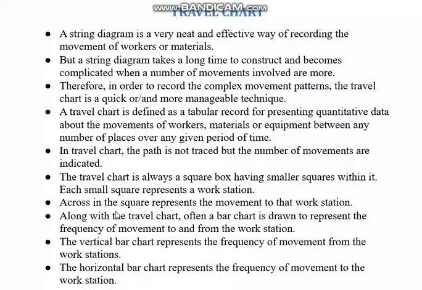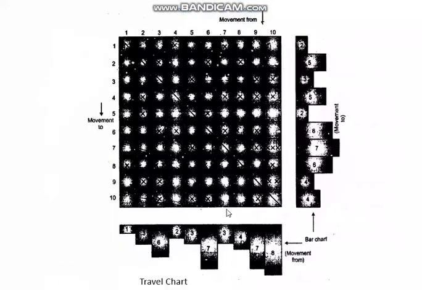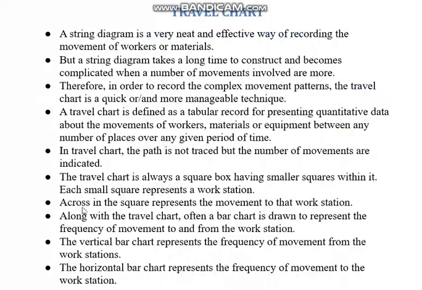A cross in the square represents the movement to that workstation. In this diagram, it is hard to see, but you can see small crosses. Cross means the multiplication symbol. Are you seeing? Here there are 3, here 3, here 1, here 2. Are you able to see? So these are the crosses. A cross in the square represents the movement to that workstation.